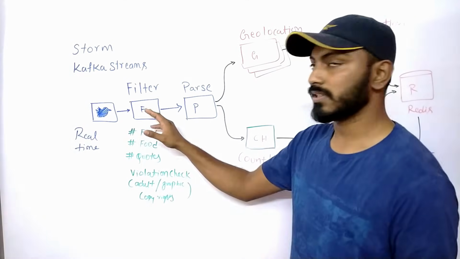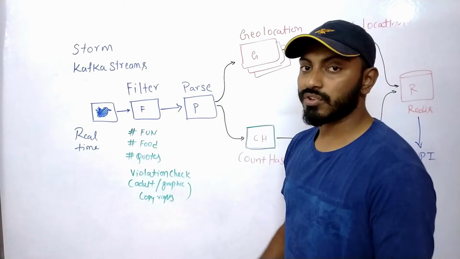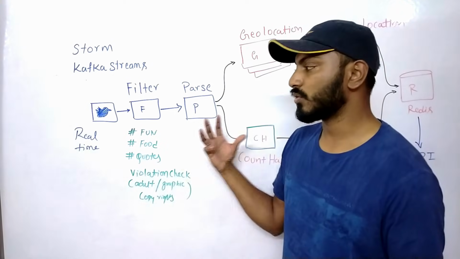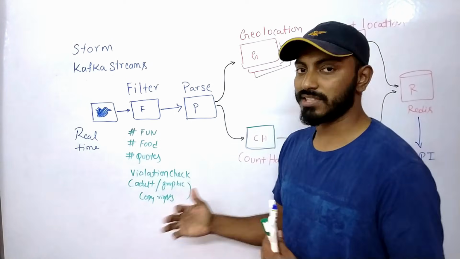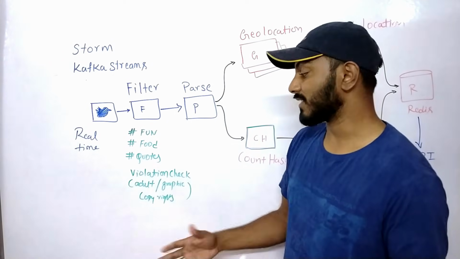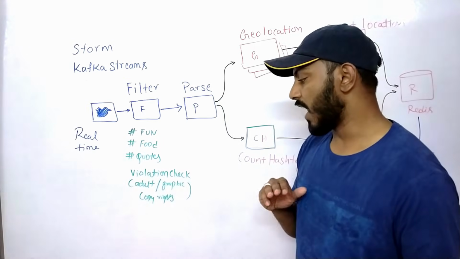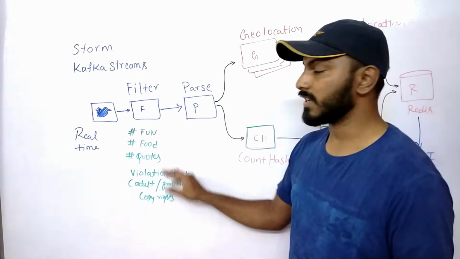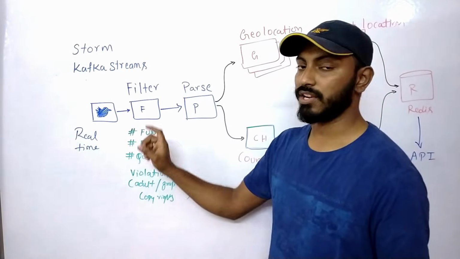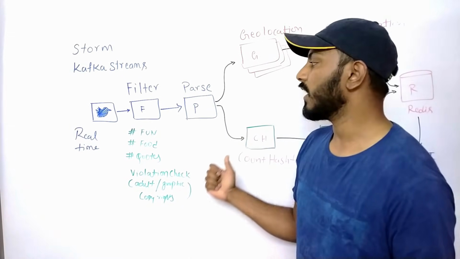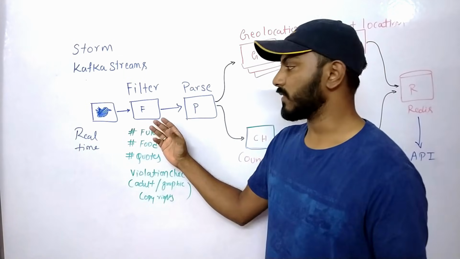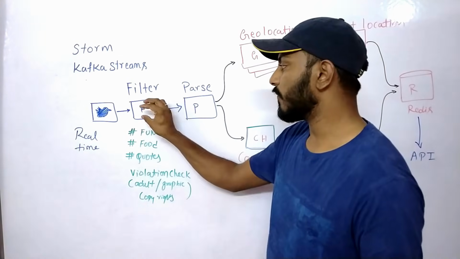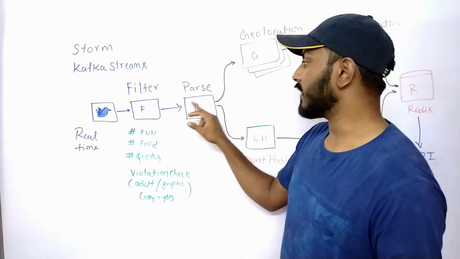So this filter operator does that, and it also checks for violations, whether a particular tweet has crossed the line or not, like whether it has any adult content, or has violated any copyrights, something like that. If it violates, then that tweet is dropped and not processed further. Once this processing happens, this message, with all the metadata, will be put into the queue, and then this operator picks it up.